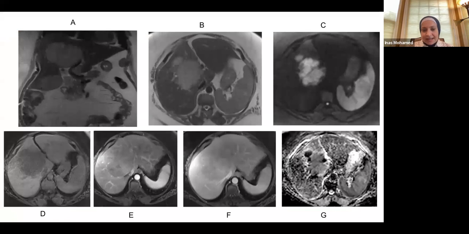Okay, this is another case. This is a tough case. Actually, we didn't get the diagnosis. We put a differential for this case when we saw it, but we didn't grab the diagnosis except after biopsy. So I want you just to look at this and look at that.